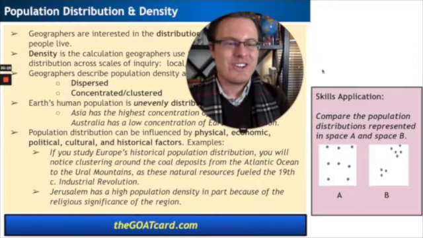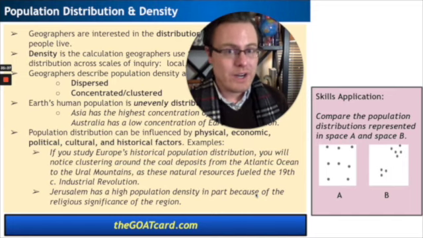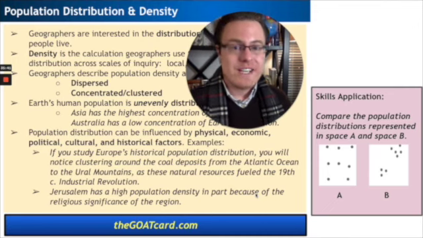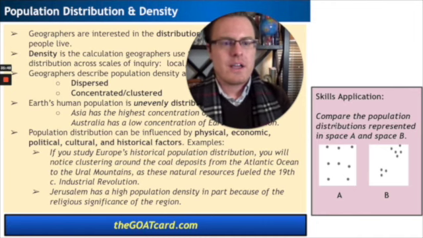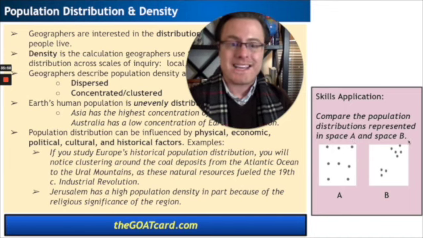All right, let's turn our attention to our first skills application in this pink box. I want you to listen to the question and then pause the video, write down your answer in your own notebook or the study tool that I've made, and then restart the video to hear my thinking on this question. All right, here's the question, AP Human Geography scholars. Compare the population distributions represented in space A and space B.